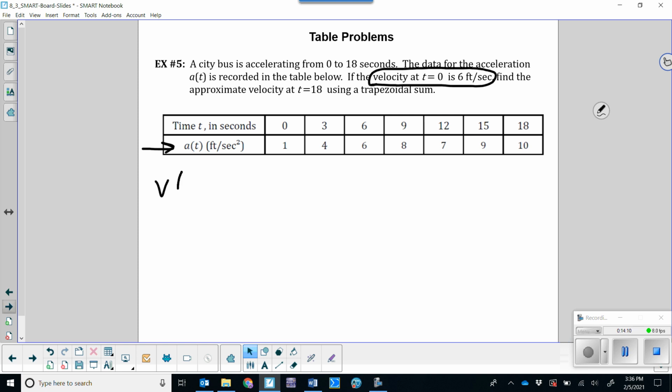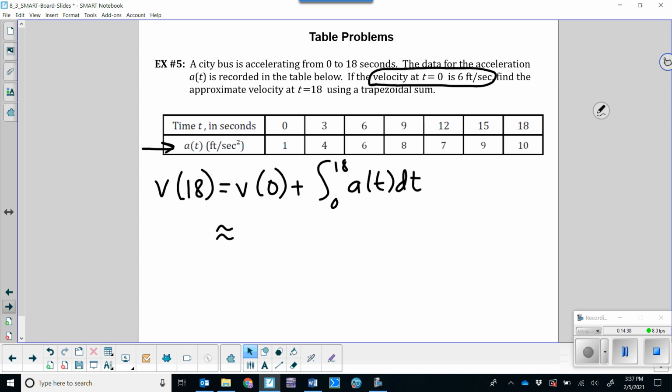So the velocity at 18, and this is where several of you had some problems on a test. It's not to integrate and just find the velocity over 0 to 18. It includes the initial velocity plus the integral from 0 to 18 of a of t dt. Okay? So it's going to be approximately, because now I'm going to approximate it, the initial velocity, which they told me was 6, plus they told me to use a trapezoidal sum here.